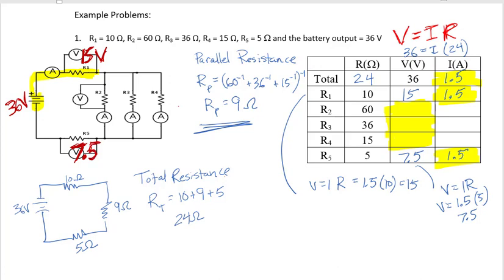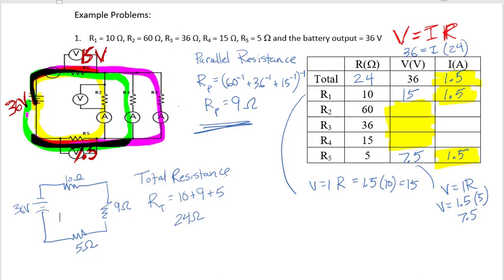That means that if the current starts with 36 volts, it loses 15 to R1, loses 7.5 to R5. The rest of the voltage is either going to go to R2, R3, or R4, because the current is either going to come through here and go through R2 and go back to the battery, or it's going to start out at the battery and go through R1 and then R3 and back to the battery, or it's going to start out at the battery, go through R1 and then go through R4 and go back to the battery.